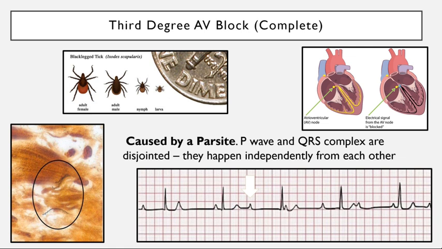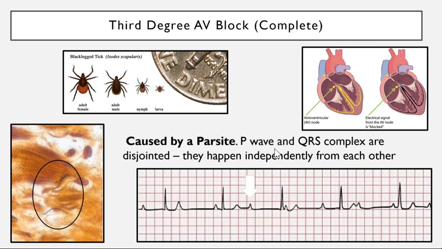There are problems with this, and problems with testing it. The P wave and the QRS complex are disjointed, and they are acting independently. The problem with this, from where I'm coming from, is it's hard to test on, because I don't want y'all to confuse it with the Mobitz type 2 or other things, because it does look kind of similar. So I won't ask a question about this on the test.